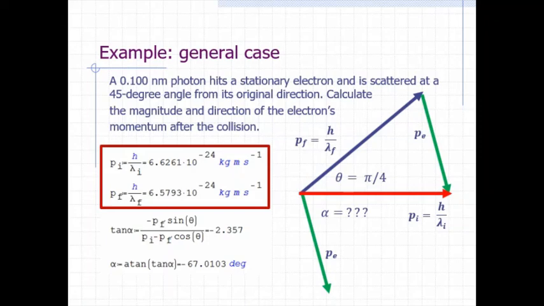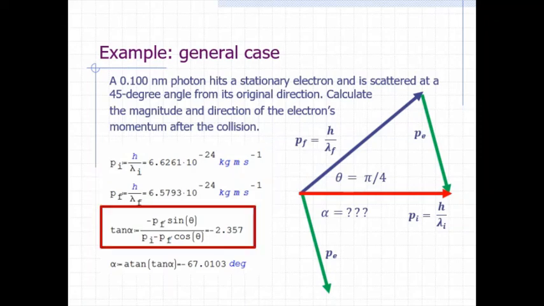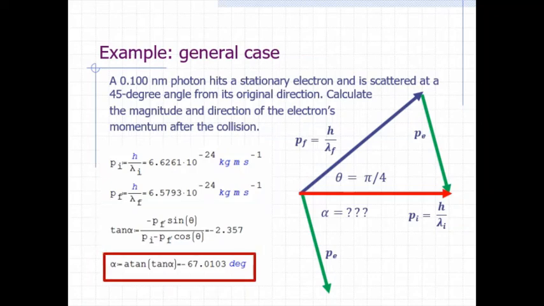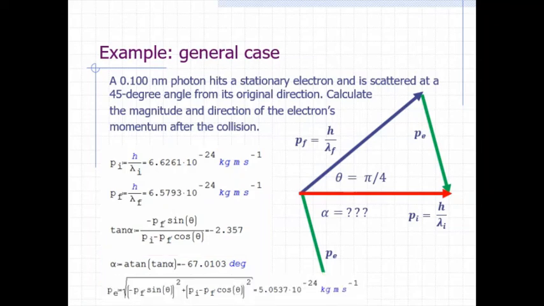Now we have enough information to calculate tangent alpha since we know p sub i, p sub f, and theta. Taking the inverse tangent of tangent alpha gives us an alpha of negative 67 degrees. Note that the negative sign just means that 67 degrees is measured clockwise from the positive x-axis. Finally, we can calculate the magnitude of the electron's momentum. It's just the square root of the sum of the squares of the components.